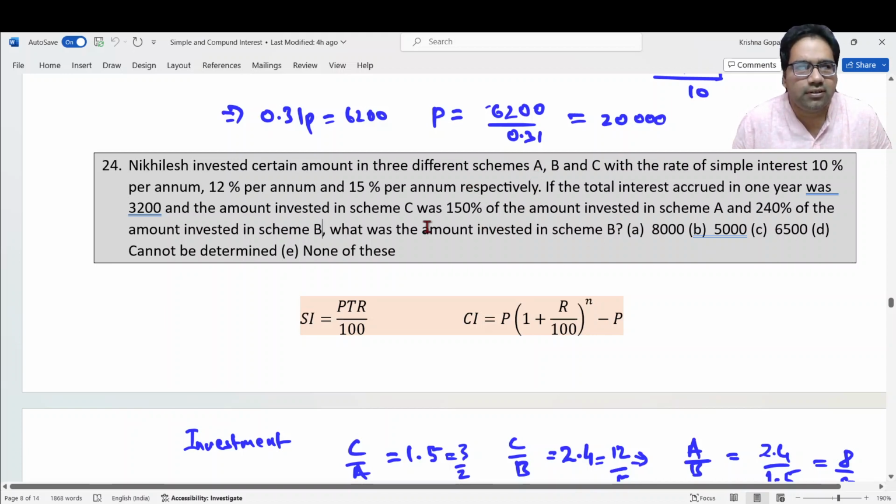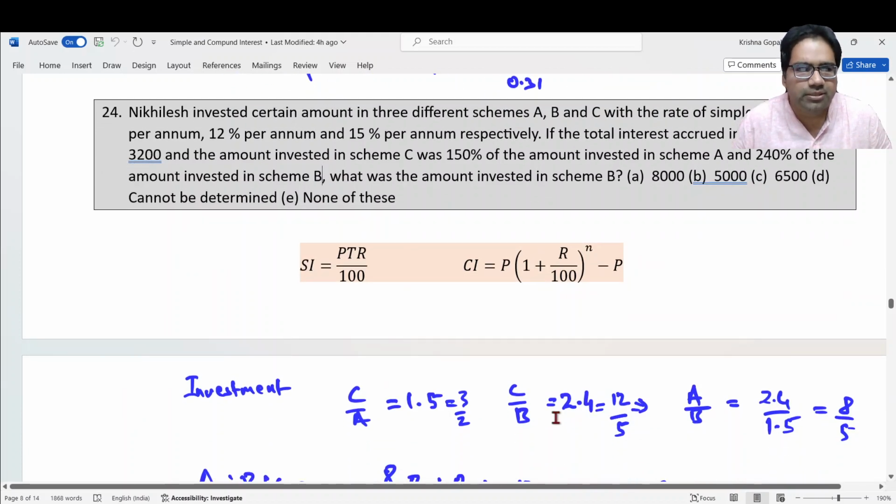Right. What is given? The amount invested in scheme C was 150% of the amount invested in scheme A. That means C by A equal to 1.5, which is 3 by 2. Similarly, C is 240% of the amount invested in scheme B. That means C by B is equal to 2.4. Right? 240% means 2.4. Dividing this by this, we'll get A by B is equal to 8 by 5.